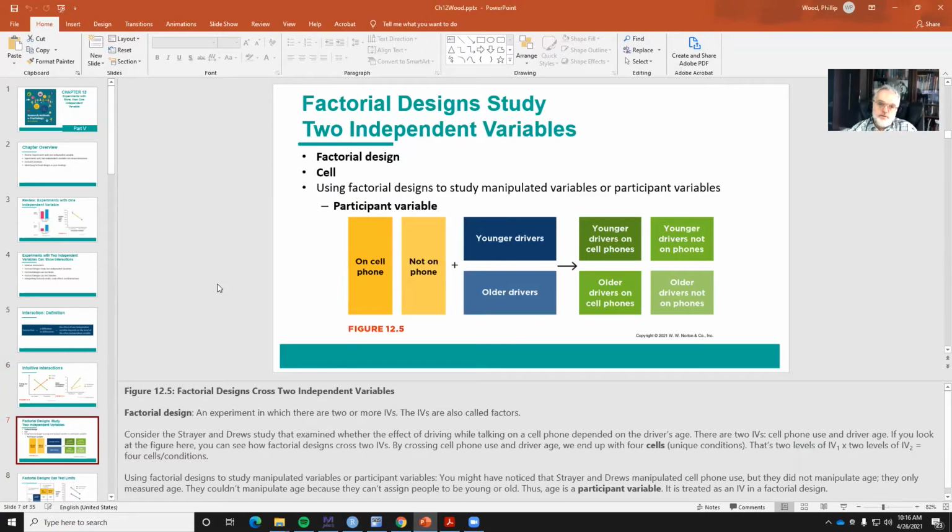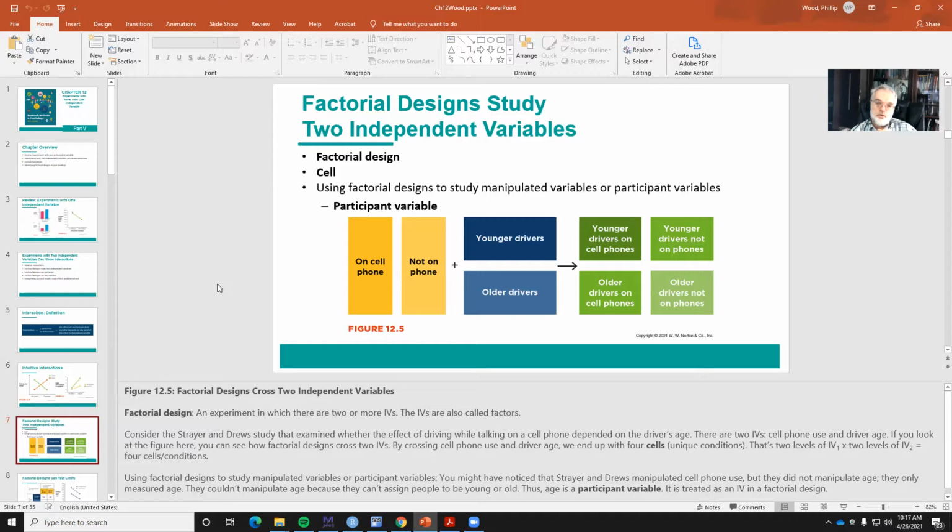When we're designing a factorial design, we look at two main effects. In this case, one variable we might be interested in is: are you on your cell phone or not on your cell phone while you're driving? Another variable we might be interested in is younger drivers and older drivers. You know, younger drivers are a lot better at driving. They have better reactions than us old fuddy-duddies.